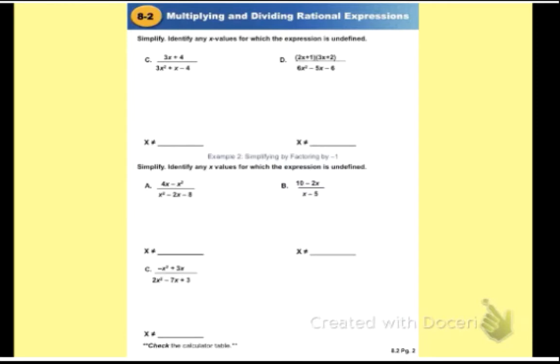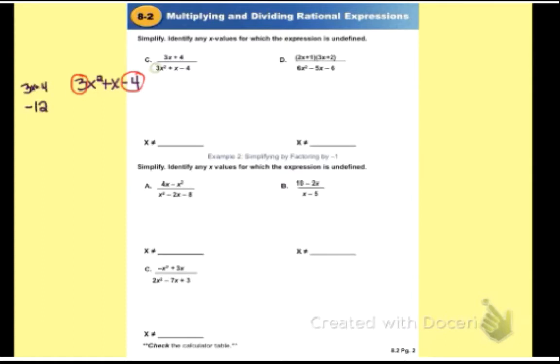Well, this time the denominator is a little trickier to factor because remember it doesn't have a leading coefficient of 1. And so this is where we have to pull out that AC method. So we're going to try to factor this 3x squared plus x minus 4 using the AC method. So our A is 3, our C is negative 4. When we multiply 3 by negative 4, we get negative 12. So that's 3 times negative 4.